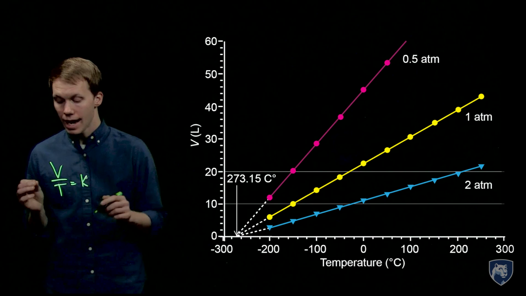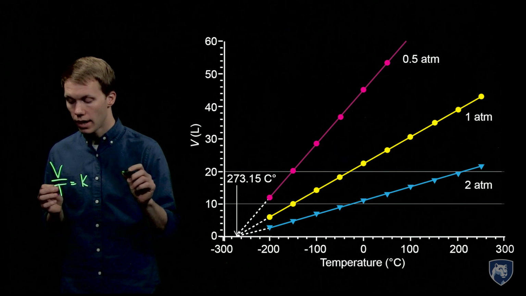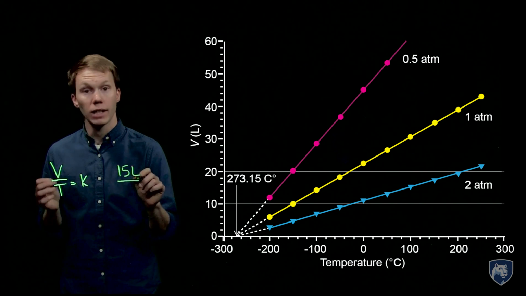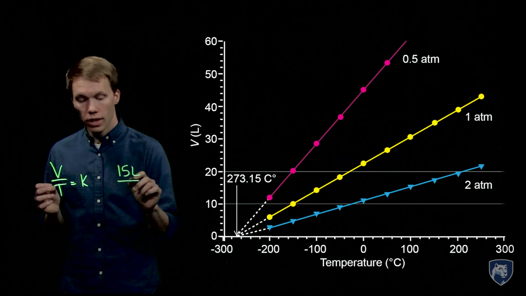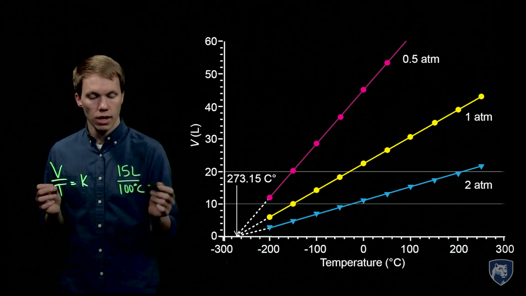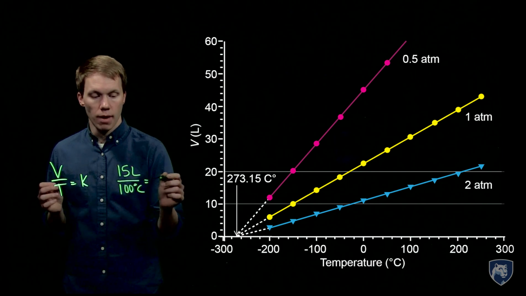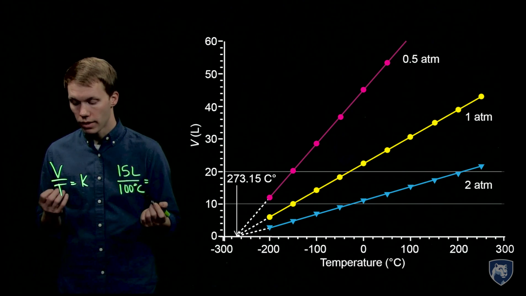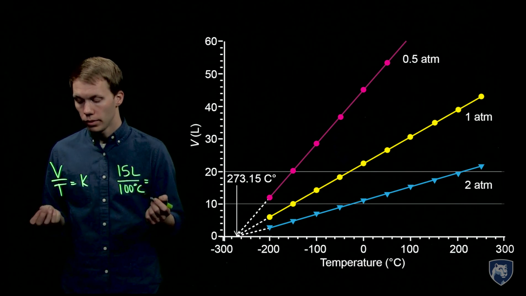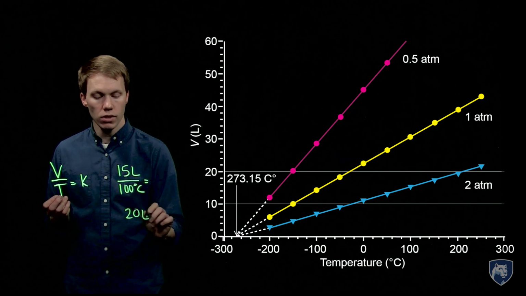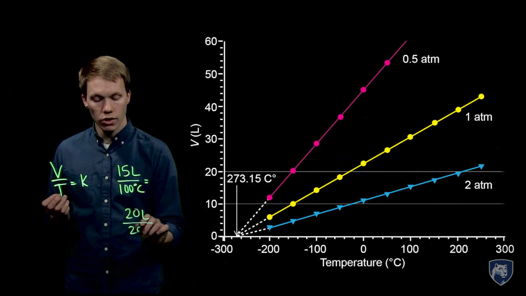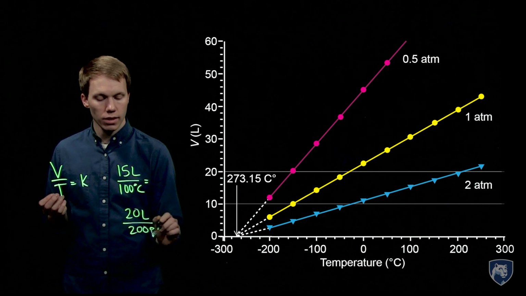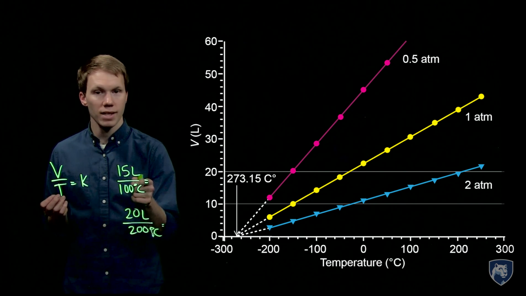Look at the plot. We have, let's say, a volume of 15 liters over the temperature at that point. I'm looking at the blue line. The temperature at that point is 100 degrees Celsius. And that would equal some number, right? Then if we pick another point on this curve, let's look at the blue line again, volume of 20 liters and a temperature of 200 degrees Celsius. This isn't going to work out to be the same number as that, is it?